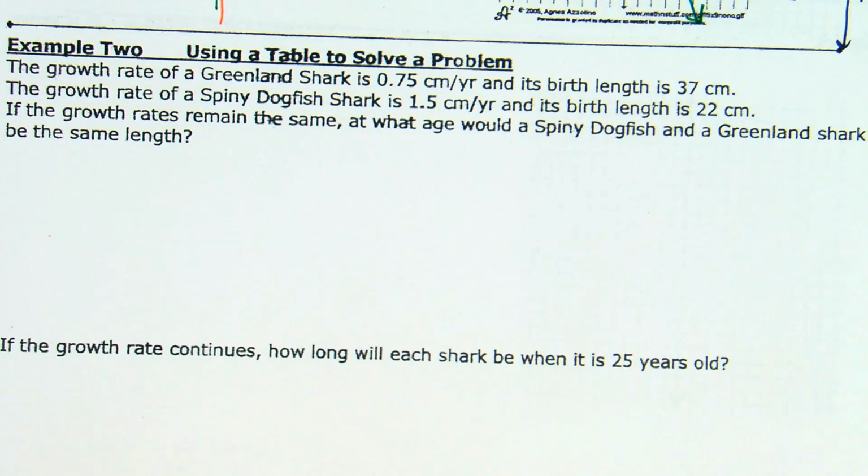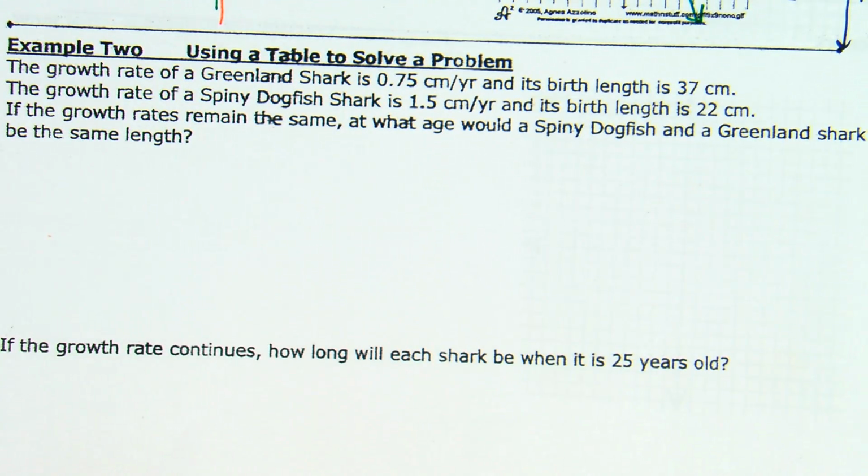The growth rate of a Greenland shark is 0.75 centimeters per year, and its birth length is 37 centimeters. The growth rate of a spiny dogfish shark is 1.5 centimeters per year, and its birth length is 22 centimeters. If the growth rates remain the same, at what age would a spiny dogfish and a Greenland shark be the same length? Now, again, I'm just going to look at how we can set up a table to do this. With that in mind, though, let's talk about how we are going to find the length of a Greenland shark.